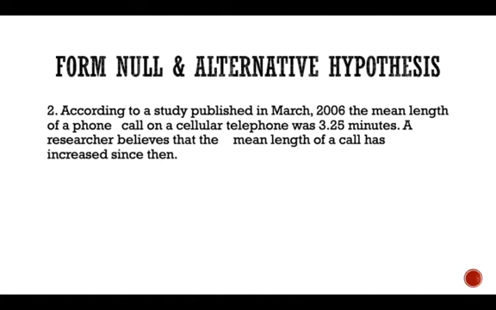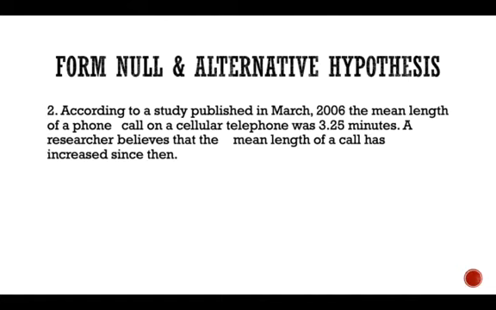Let's go through the second example. According to a study published in March 2006, the mean length of a phone call on a cellular telephone was 3.25 minutes. A researcher believes that that mean length has increased since then. If anything, for me, it's probably gone down. But let's take a look.